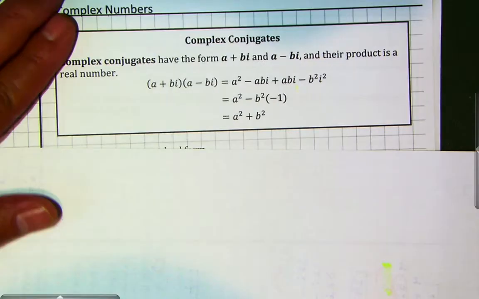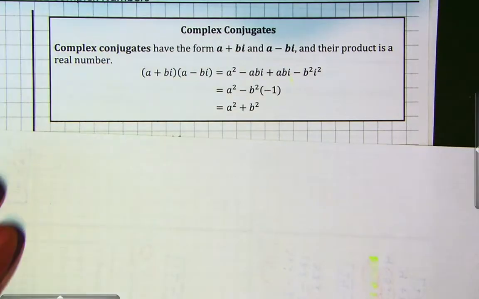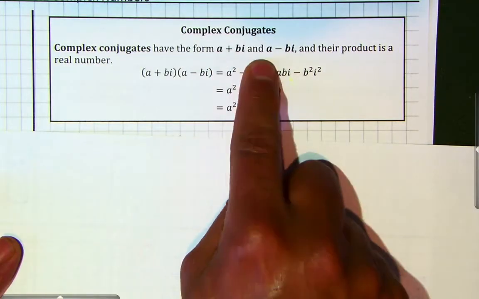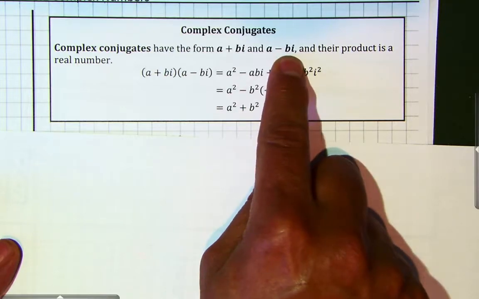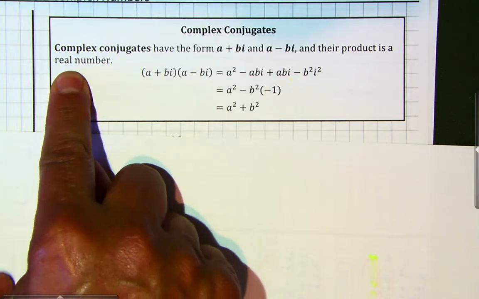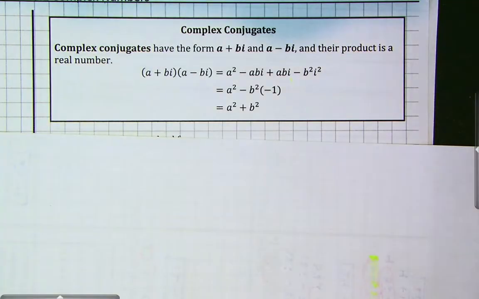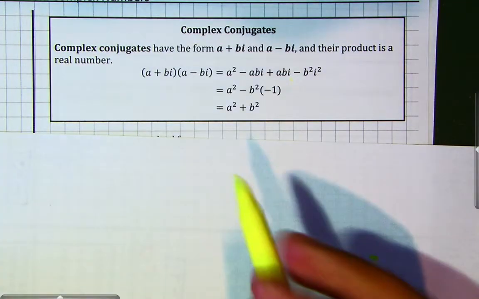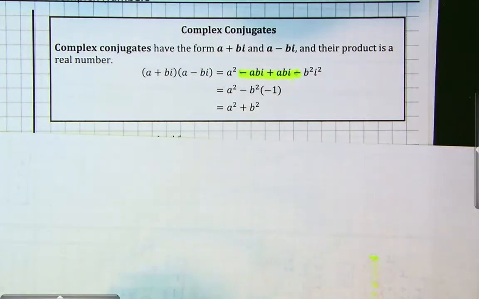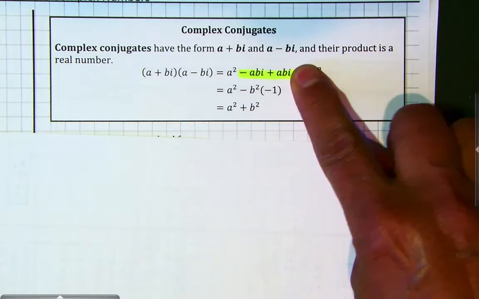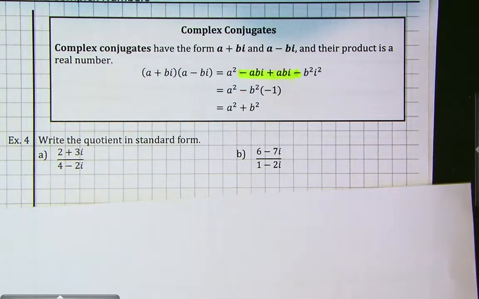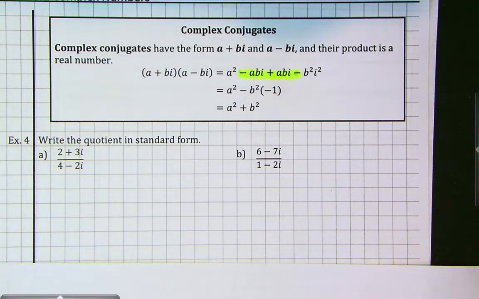Complex conjugates. So complex conjugates have the form a plus bi and a minus bi. And whenever you multiply, the product is a real number, where the imaginary parts will cancel out. Go and pause it, copy it down, and example number 4, and we'll continue once you're ready.